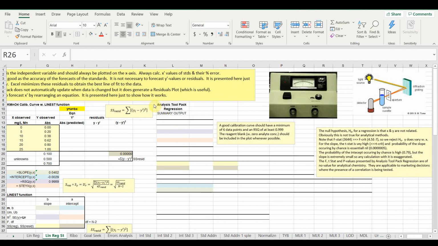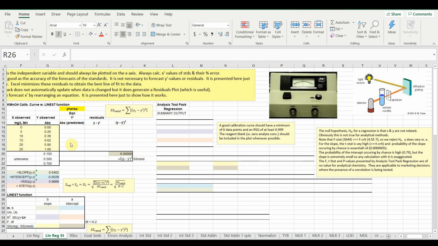This Excel file is entitled Regression, and the worksheet is linreg. And on this worksheet we have 6 standard solutions of manganese plus 7, ranging from 0 to 25 ppm in 5 ppm increments. We have the corresponding absorbances of those standard solutions measured on a visible spectrophotometer. We also have absorbances of 3 samples of steel. We're measuring manganese in steel. The samples are digested and the absorbance of the solution is measured at the same wavelength as the standards.